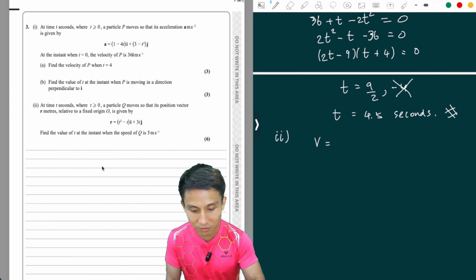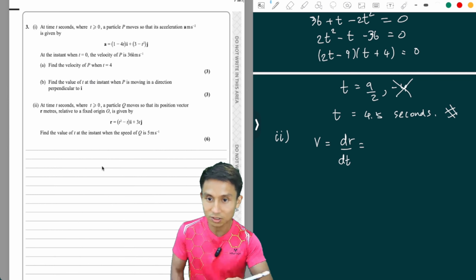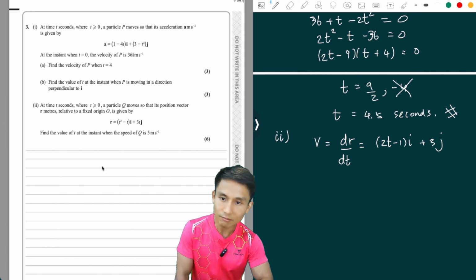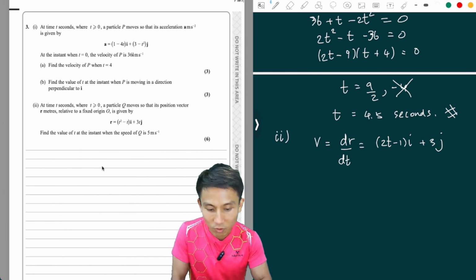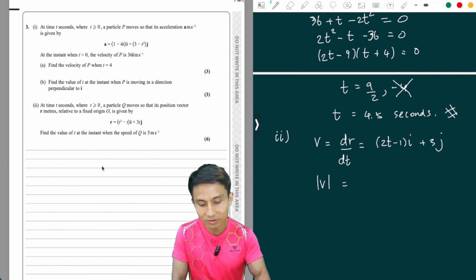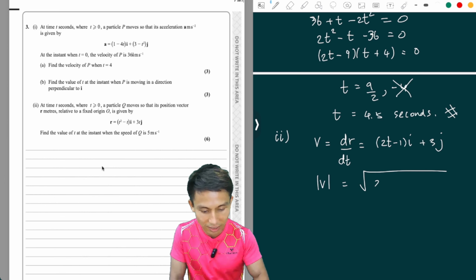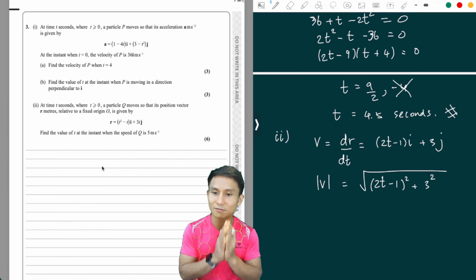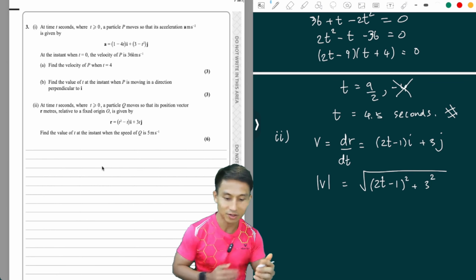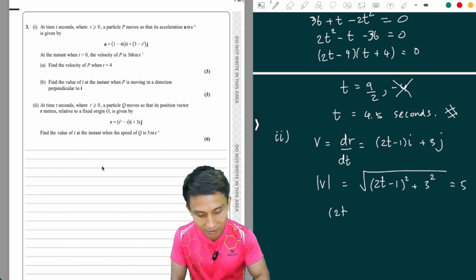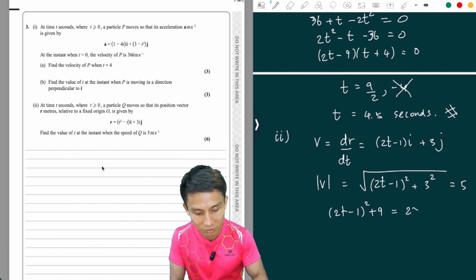So v equals dr by dt. So that is just differentiating separately for each component. We get 2t minus 1 for the I and plus 3 for the j. And then we want the speed. So this is velocity at time t, so the speed is doing the Pythagoras for both components. So it's just that. This is the speed at time t. But we know that we have to equate that to 5 because it's telling us that the speed of q is 5. So I'm just going to equate that to 5. To make the algebra easier, we square both sides. So I'm just going to make this 9, and that's just 25. Okay?